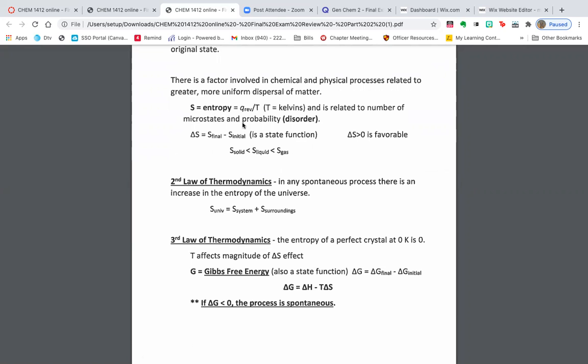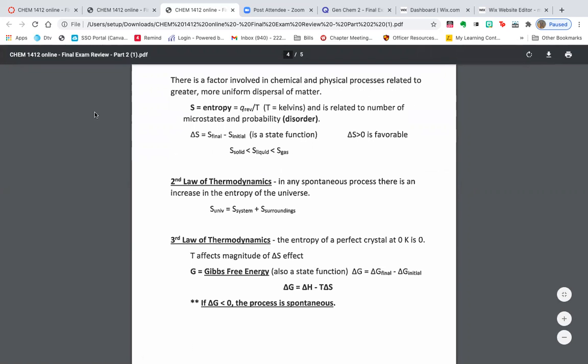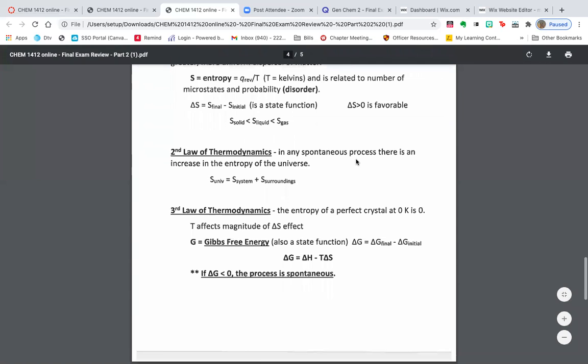Okay, so S is equal to entropy. That's all you really need to know about it. Well, besides that entropy means disorder, if you didn't know that. You don't really need to know the actual definition. Just know that S is equal to entropy, the state function, final minus initial. And then this is the important part: delta S greater than 0 is a favorable reaction, and delta S less than 0 is an unfavorable reaction.